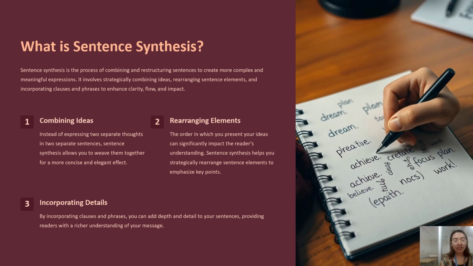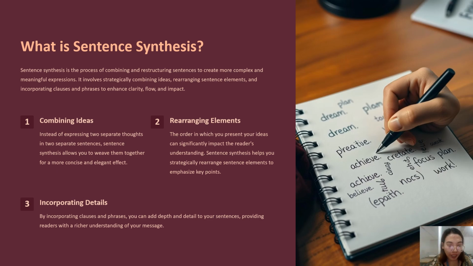I will tell you all some tips in order to rearrange a sentence. The first thing you need to do is identify the main idea and make it the focus. The next one is to place important information at the beginning or end for emphasis. Also, you can break long sentences into smaller, clearer parts if needed. So rearranging elements is done. The next one is incorporating details.